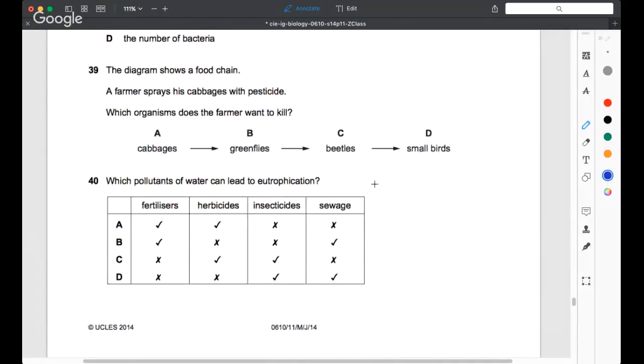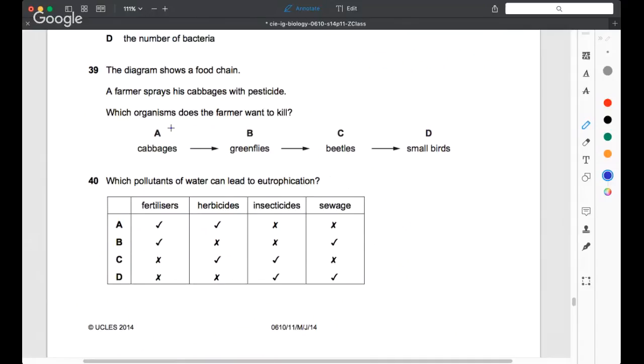The diagram shows a food chain. A farmer sprays his cabbages with pesticide. Which organisms does the farmer want to kill? The cabbages are eaten by green flies, which are eaten by beetles, which are eaten by small birds. And if the green flies are eating the cabbages, he wants to kill the green flies, doesn't he?